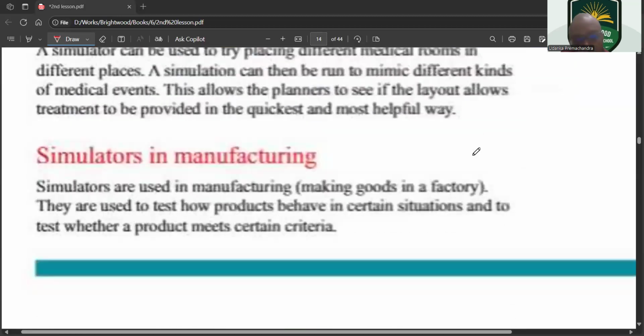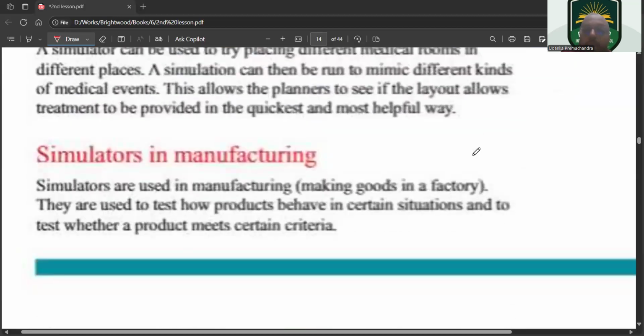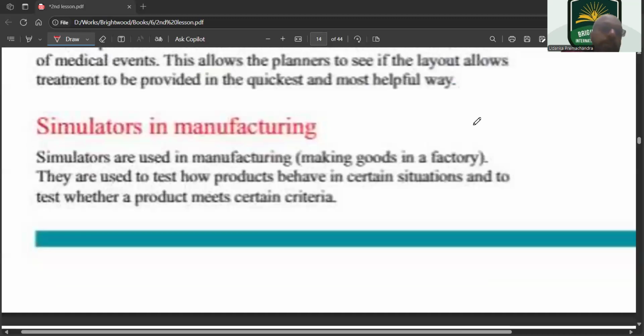So we will go forward to manufacturing, not healthcare. Simulators are used in manufacturing, for making goods in the factory. They are normally used to test how a product behaves in a certain simulation and to test whether the product meets certain criteria.